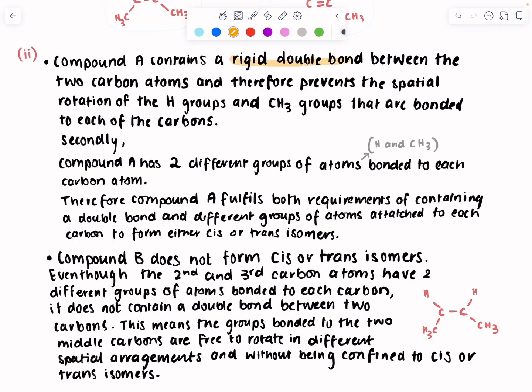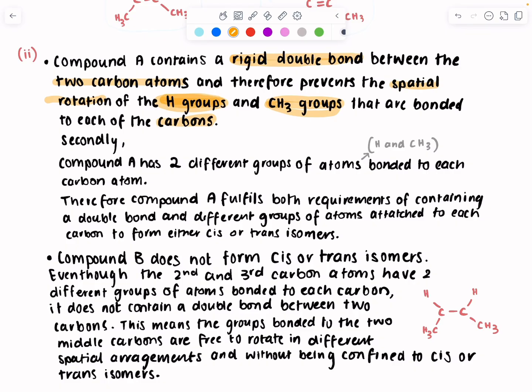Compound A contains a rigid double bond between the two carbon atoms and therefore prevents the spatial rotation of the H groups and the CH3 groups. So can you see how I'm specific to the actual chemical compound? Don't just say different groups. You need to be specific with the atoms that are bonded to each of the carbons. Be specific about that as well.